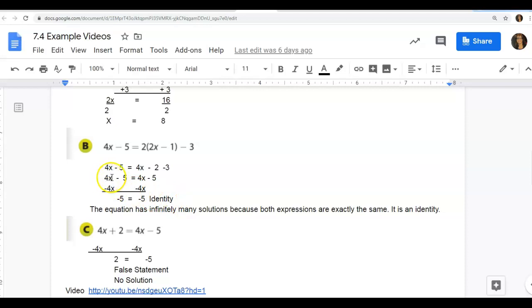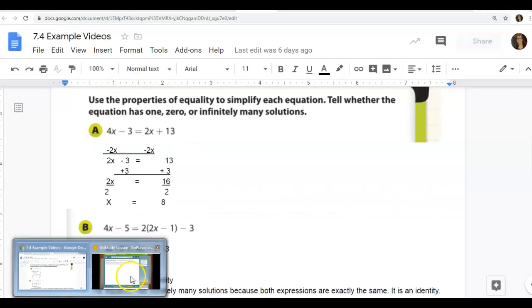You notice 4x minus 5, 4x minus 5. The variable and the constant terms are exactly the same. Both sides are exactly the same. So those have infinitely many solutions. And those that don't have the same, that means that there is no solution. Okay, so now I can go back in here and see.